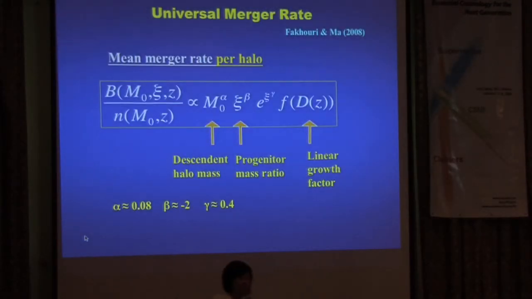So this is the fitting form, sort of the universal function we came up with for this average merger rate per halo based on the Millennium simulation. And again, the 3 key variables are the descendant halo mass, that is, are you interested in the mergers of clusters or groups or galaxies at a given redshift? And alpha is very small, again, the weak mass dependence I have been pointing out, with a slightly higher rate at the cluster end.